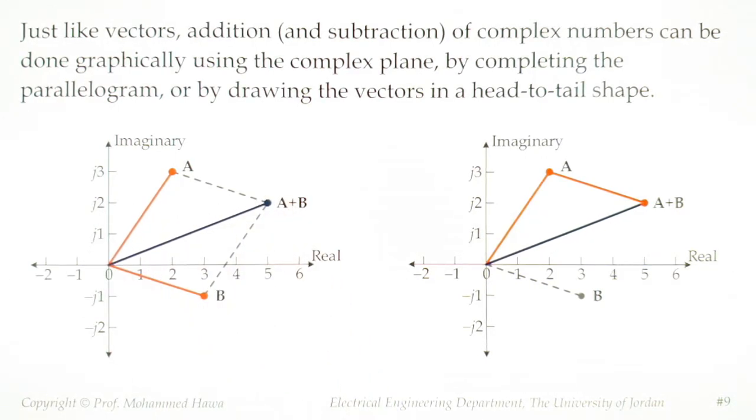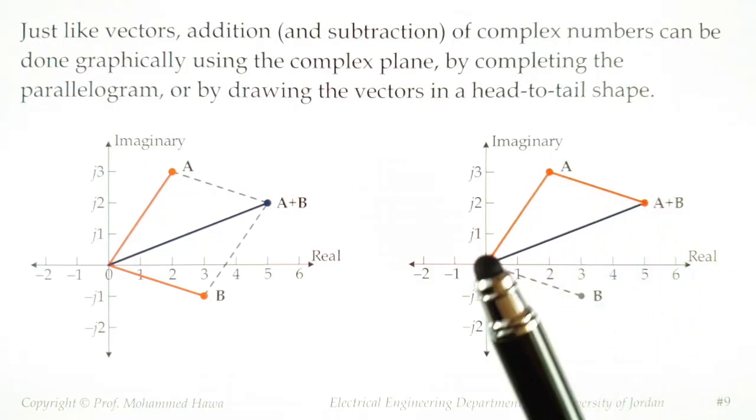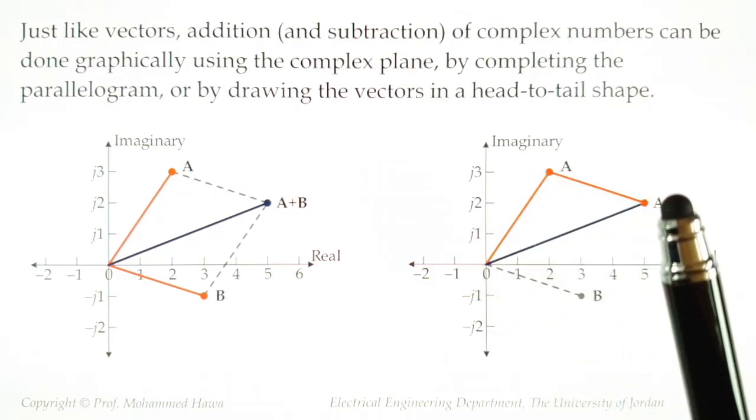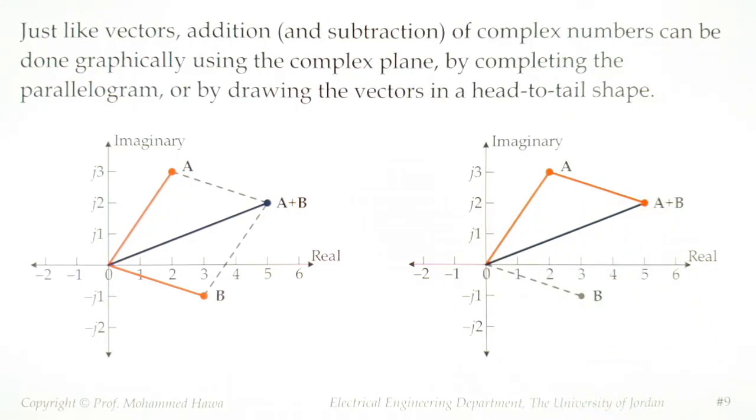Another graphical method to add the two complex numbers is to move B from its location to this location here. So you get the head-to-tail shape, and that result is A plus B, which is also 5 plus j2. Adding complex numbers graphically can be quite helpful sometimes, even though I'm not going to do it too much, because calculators nowadays can easily handle adding and subtracting complex numbers.